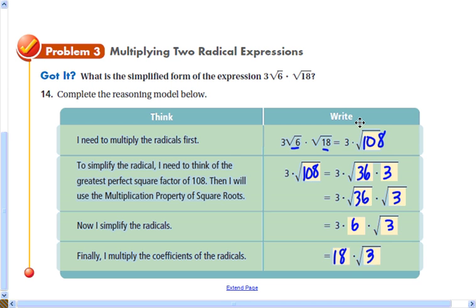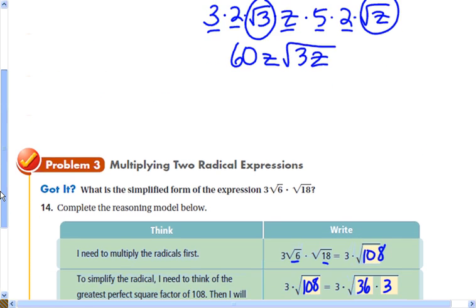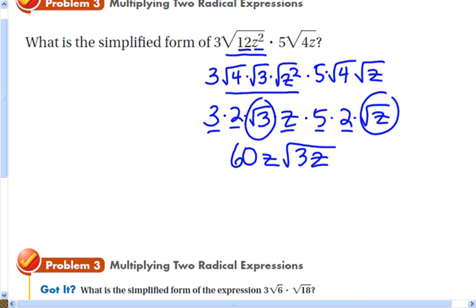You might have noticed that they're showing you another way you can do this. You can combine and multiply them together first. I chose to leave them separate in my last example, just to show you how I could have done that one different up here if we wanted to. We could go ahead and multiply this 12z squared times 4z. I just think that would complicate it. So then we would get 15 times the square root of 48z to the third.